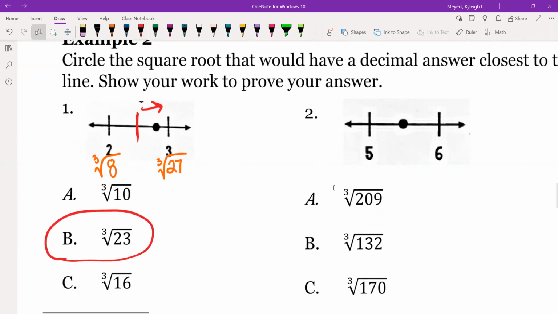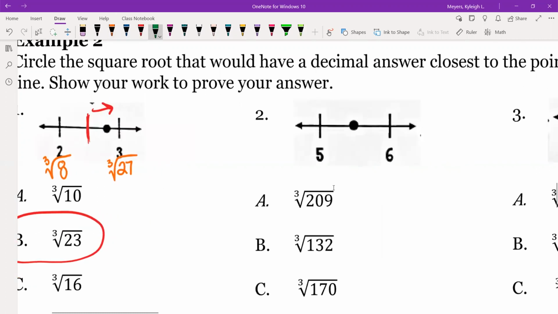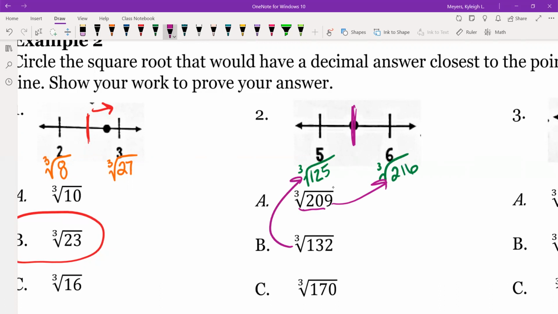Okay, one more time. So the cube of 5 is 125. The cube of 6 is 216. And it's kind of right in the middle, right? That dot is right in the middle. So we know that 209 is closer to 216. 132 is pretty close to 125. So neither of those are in the middle-ish. So then we know that 170 is closer to the middle.